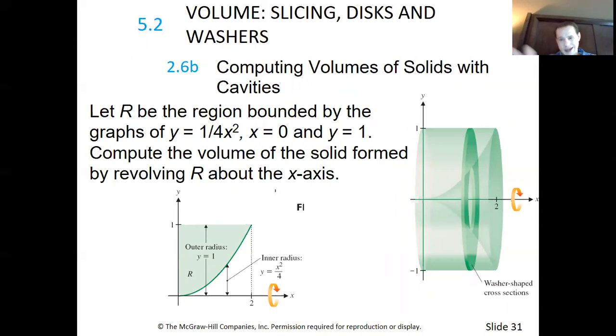So here's that one worked out a little bit. Let's say R is the region bounded by the graphs of y equals 1/4 x squared. So it was some kind of parabola in that figure. x equals 0, which is the y-axis, and y equals 1. So just like I was alluding to, this region right here, you want to spin it around.